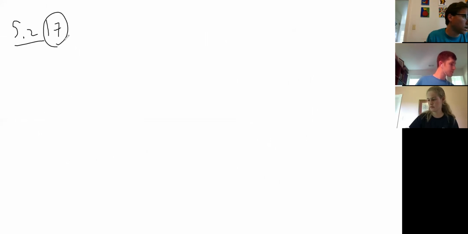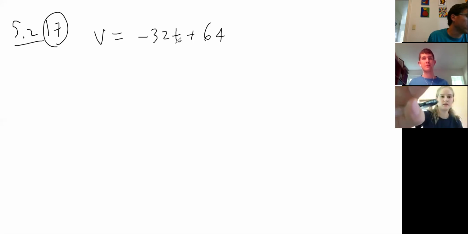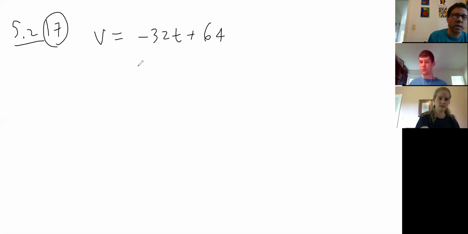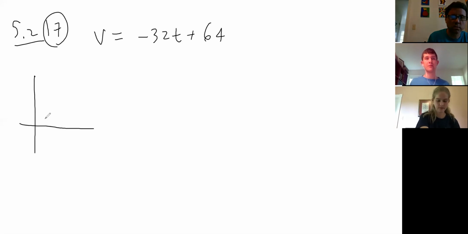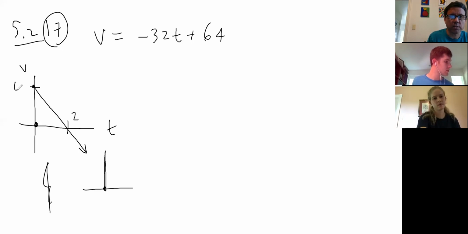5.2 number 17. You have the velocity given by minus 32t plus 60. So that's velocity. The object will be thrown straight up and then thrown straight back down. If you were to draw a velocity curve here, you would get a line. And when t is 2, you're there, and that's 64.